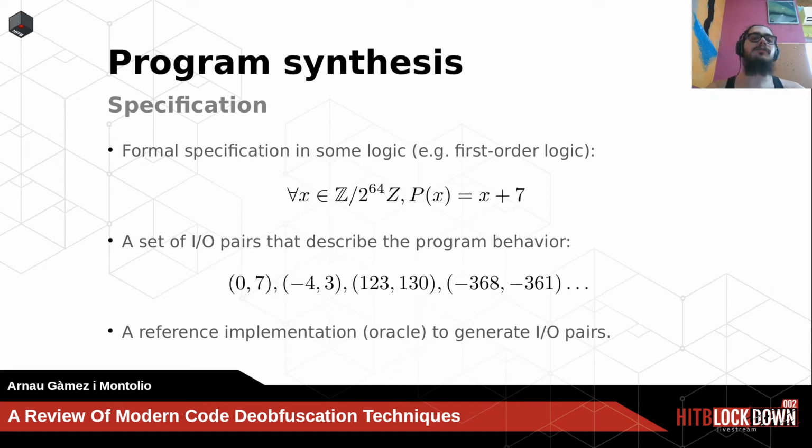In the first place, we can find formal specification approaches, which will be just specifying the behavior of the program in some logic, for example, in first order logic. In this case, we just define a program that for any input on 64-bit values, we just add 7 to that input. Then we can also define a specification as a set of input-output pairs that just describe the program behavior, as we have seen before. In this case, we just have the set of pairs.